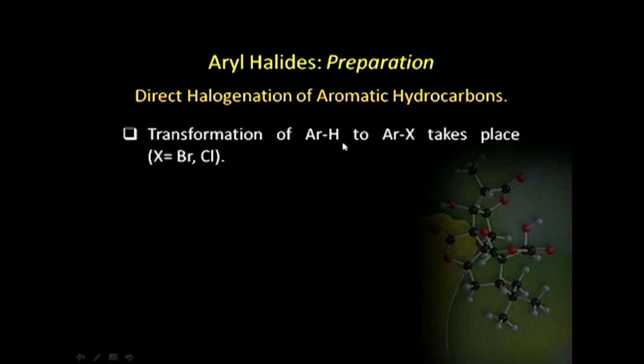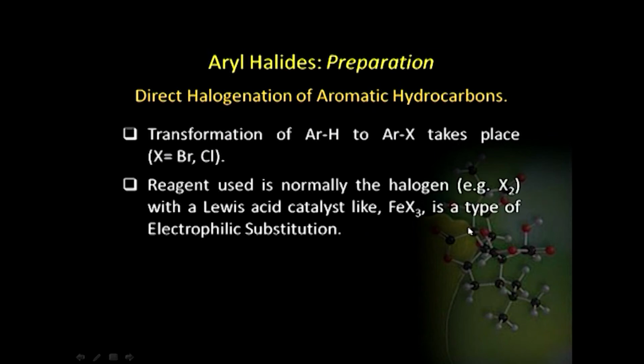Direct halogenation of aromatic hydrocarbons is one of the methods of preparing aryl halides. So, transformation of ArH to ArX takes place where X can be a bromine or a chlorine atom. The reagent used is normally the halogen, for example, X2, which could be bromine or chlorine, with a Lewis acid catalyst like ferric halide.